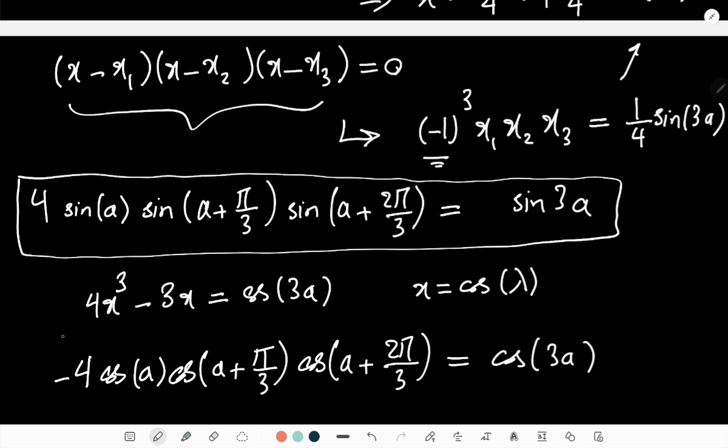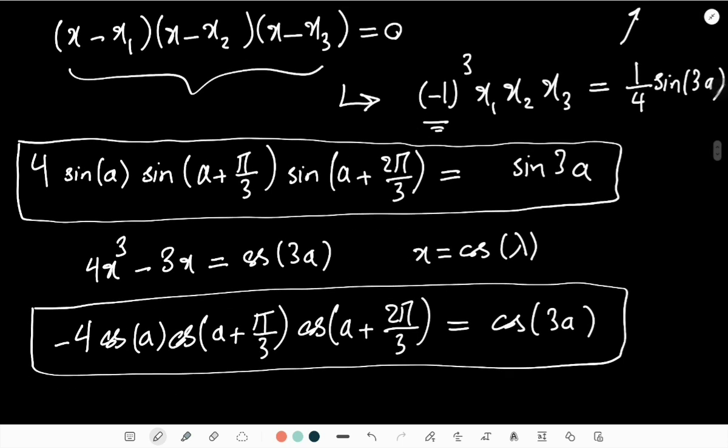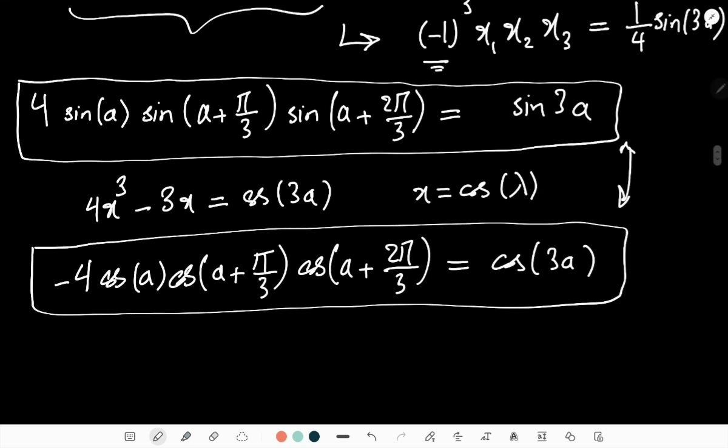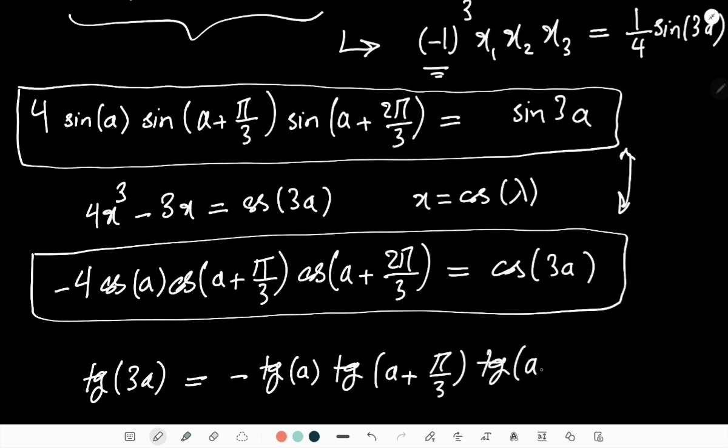You can also get this formula, but why did I get all these formulas? Because as you can see, the terms are very similar. They follow the same pattern. It means if I basically divide both sides of these equations, then on the right side, I get tangent of 3a is equal to 4 and minus 4. They will be cancelled. Minus will be left. So then I have minus tangent of a times tangent of a plus pi over 3 times tangent of a plus 2 pi over 3. This is a very interesting formula.